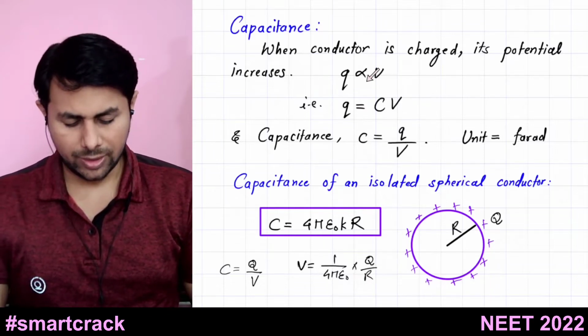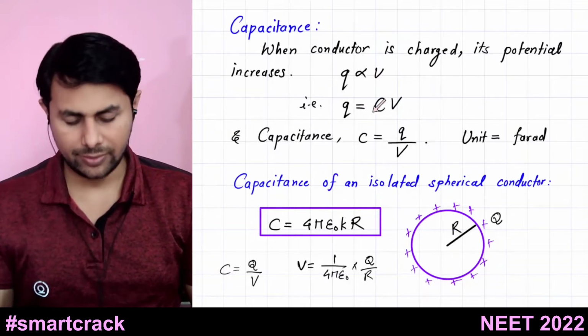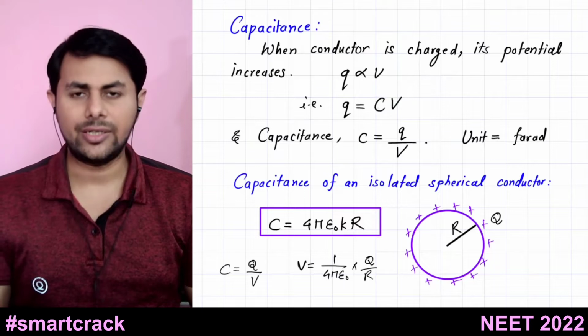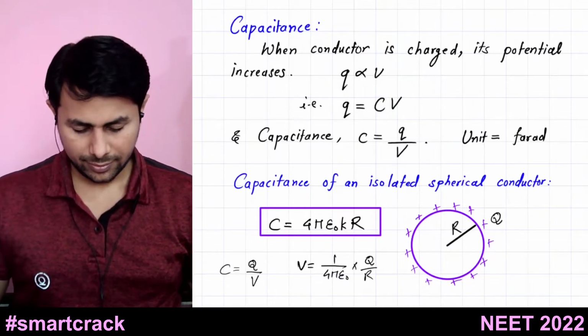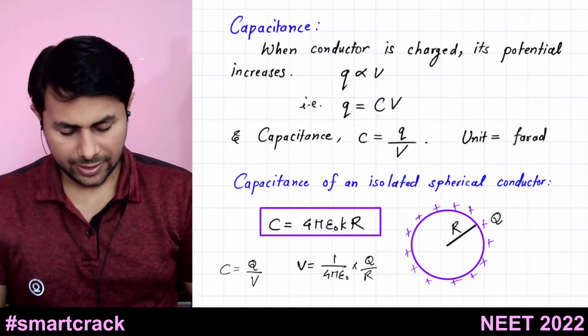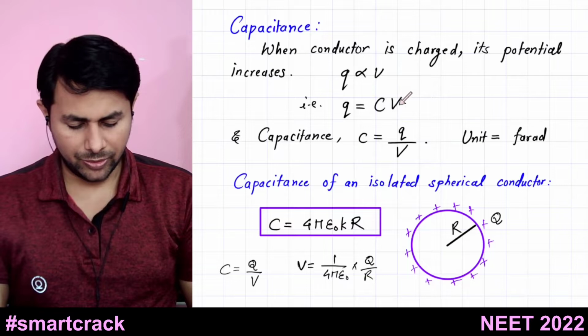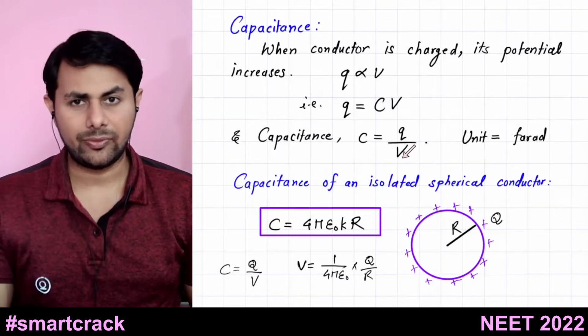So if we remove the proportionality sign and put an equality sign, we know a constant will come in, and that constant here is known as the capacitance. So capacitance will be equal to what? If you take this V on the other side, capacitance is given by Q divided by V.